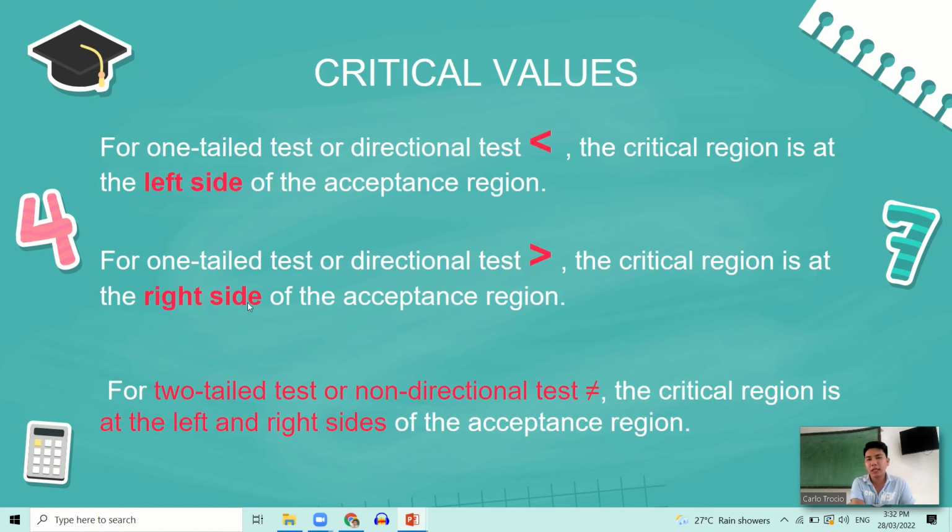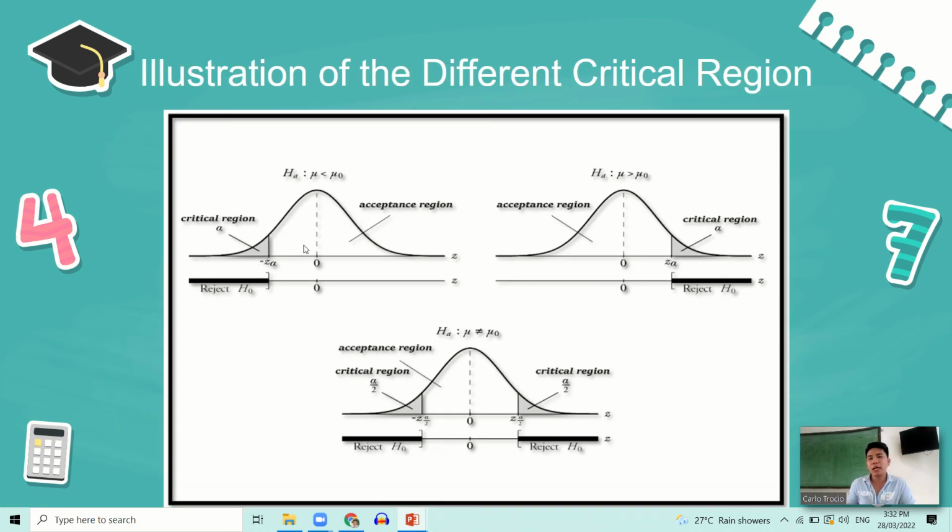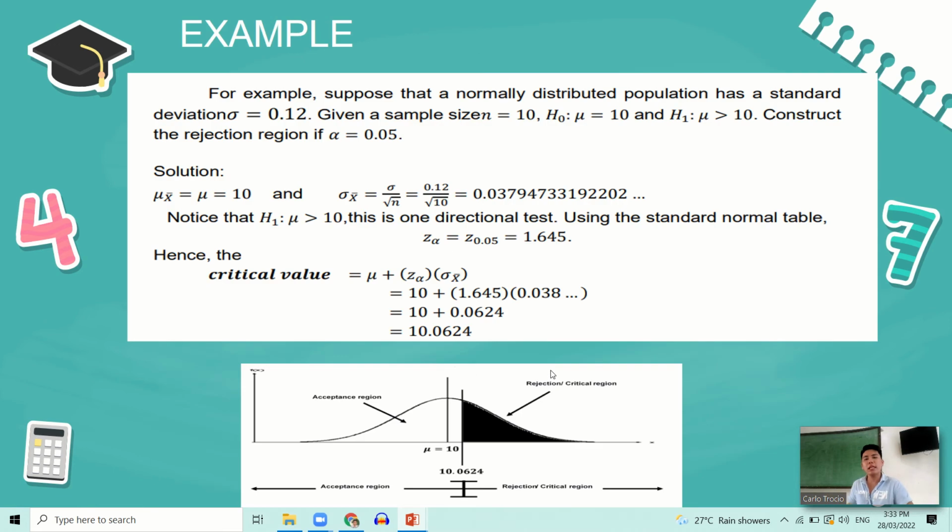So again, I have here the guidelines. This is the illustration, the one that I am drawing now. If it is less than, then you will have the left one-tailed test. If it's greater than, it is one-tailed right, the critical region. And then two-tailed, you will see that in the problem. Okay, that's it.